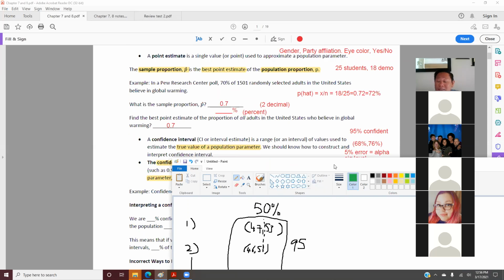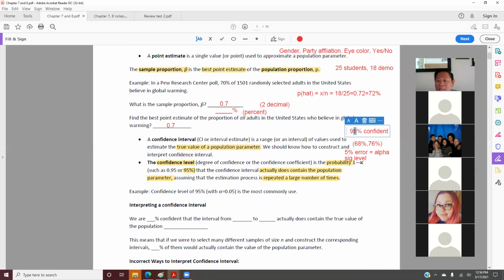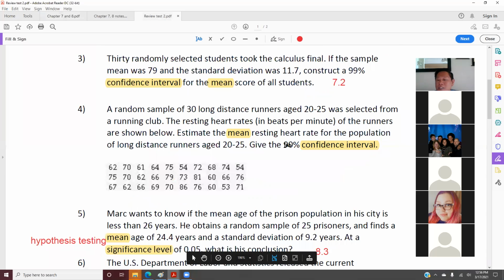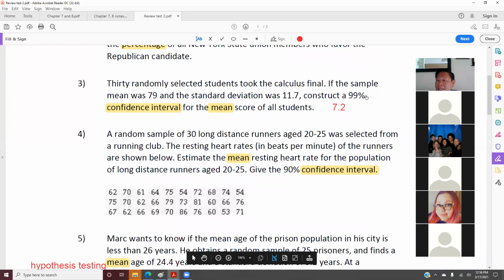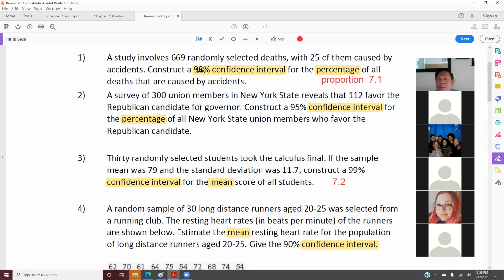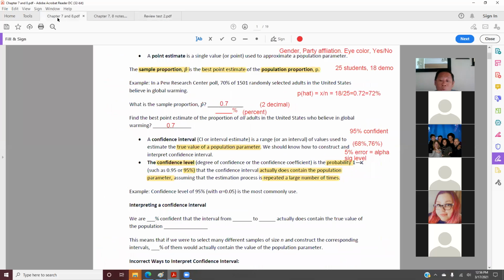And this 95% confidence can be changed to 90%. It can be changed to 99. It can be changed to 85. It depends on the question. 95 is the one we use most. That's why when you look at the questions that we did here, this one is talking about 90%, this one 99%, this one 95, 98. So make sure you read the question very well, what percent they want you to use. So that is the meaning of a confidence level: how confident are we that the population parameter falls into these numbers?